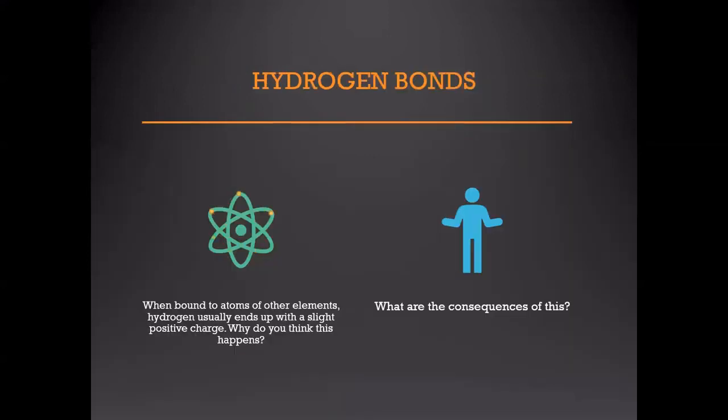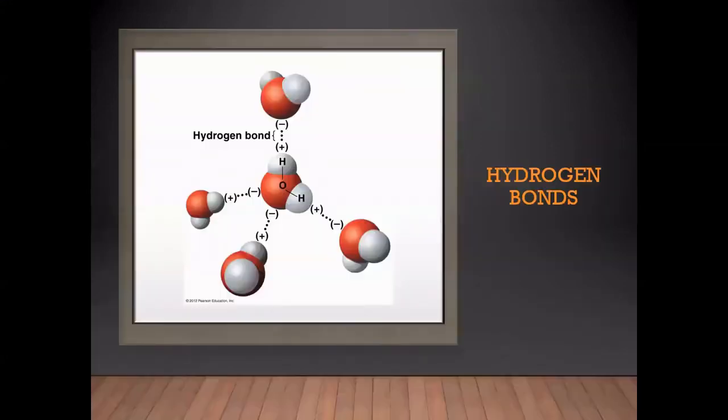When bound to atoms of other elements, hydrogen usually ends up with a slight positive charge. Why do you think this happens? And what are the consequences of this? The consequence is that you can get hydrogen bonds forming. This is especially important in water.